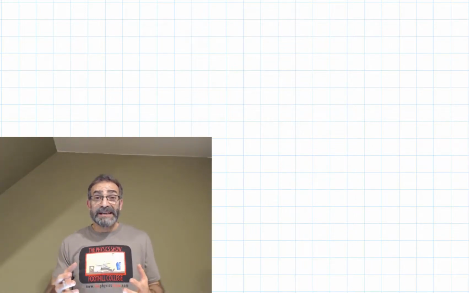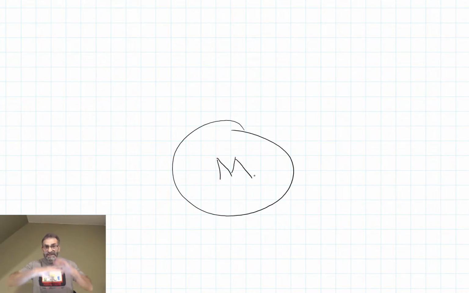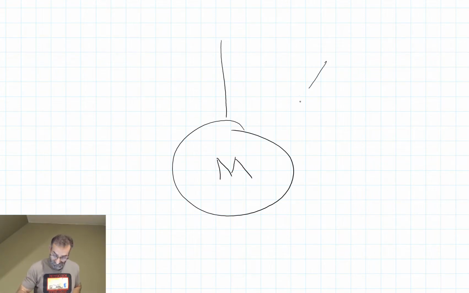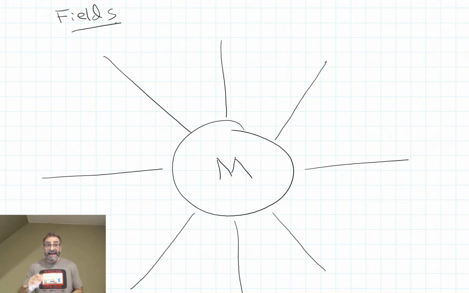And our model is that there's a gravitational field that exists. So what we say is that a massive object fills the space around it with a gravitational field. And any other object with mass that's in that gravitational field interacts with the field, and it feels a force because of that interaction.